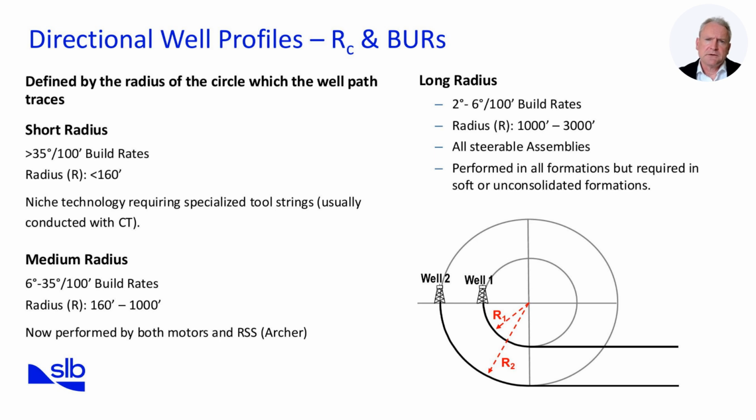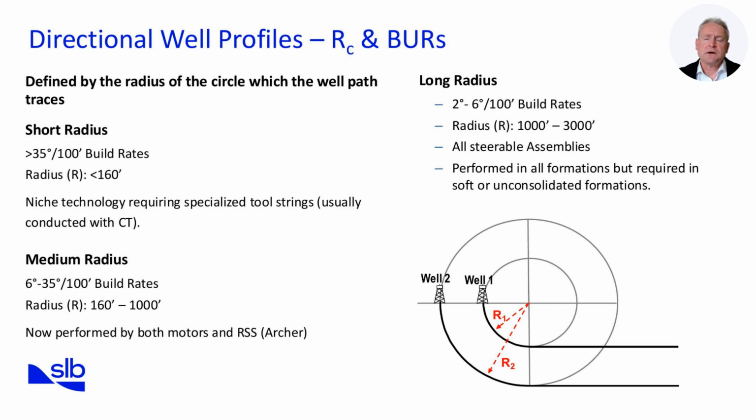Build-up rate refers to the rate of angular change of the wellbore trajectory per 100 feet of measured depth, typically expressed in degrees per 100 feet. It indicates how sharply the well path is changing direction. These two parameters are inversely related. A higher BUR corresponds to a smaller radius of curvature. This relationship is crucial because it directly impacts tool selection, wellbore stability, completion design, and operational planning.